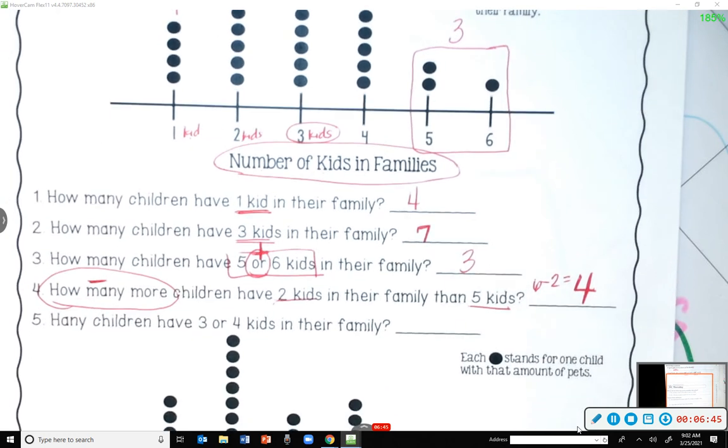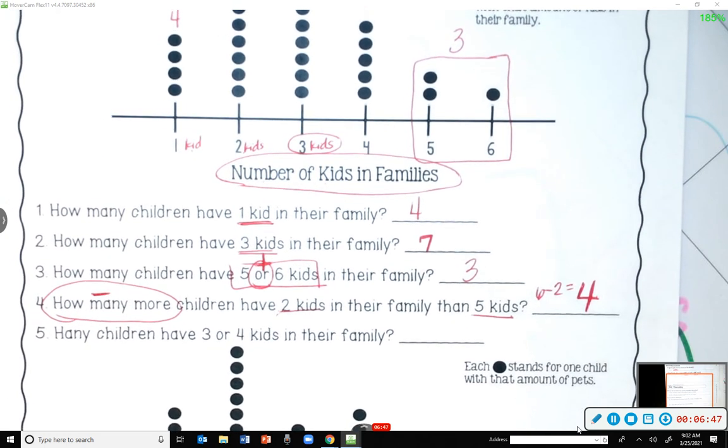Okay, I want you to try number 5 on your own. How many, this is a typo, it's supposed to mean how many children have 3 or 4 kids in their family?